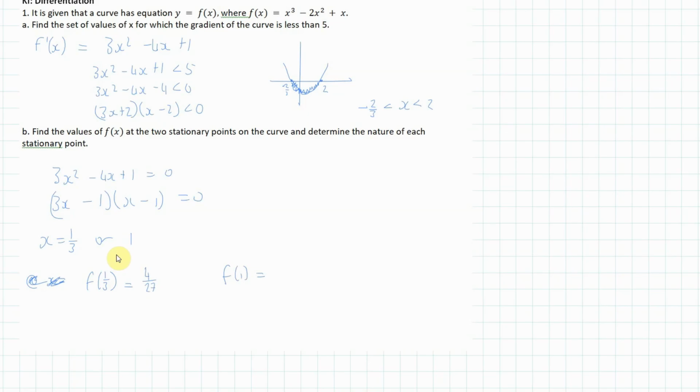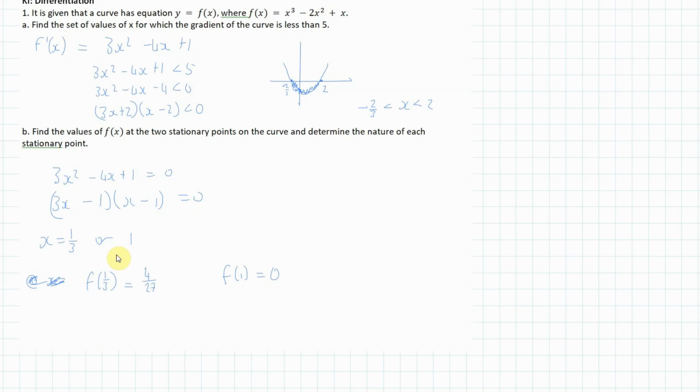I think that's negative 1. I think it's 0. Just check on that. So 1/3, I'm going to do both of them cubed. Take away 2 times 1/3 squared, so 2/9, plus 1/3. So 4/27 is right. 1 take away 2 plus 1, I think it's 0, the second one.